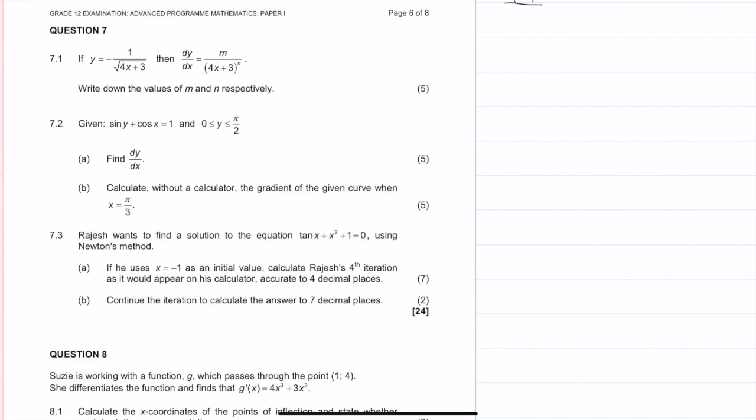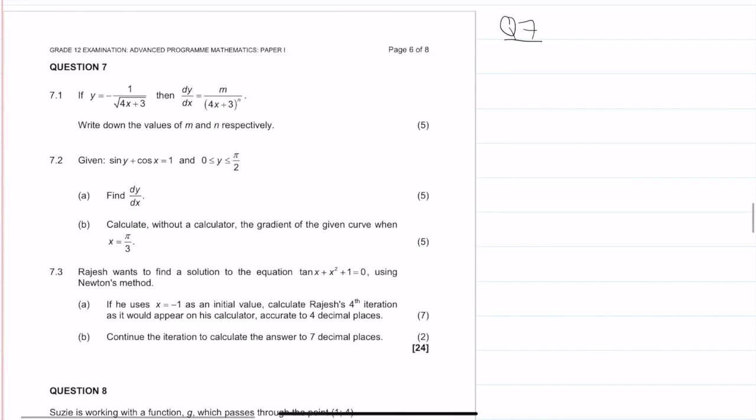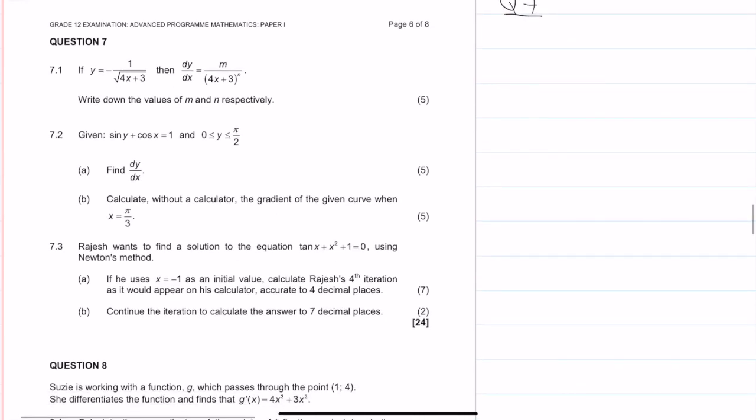So question 7. It says, if y equals minus 1 over the square root of 4x plus 3, then dy/dx equals m over 4x plus 3 to the power of n. They want us to write down the values of m and n respectively. So basically they want us to calculate the derivative and then give the values of m and n.